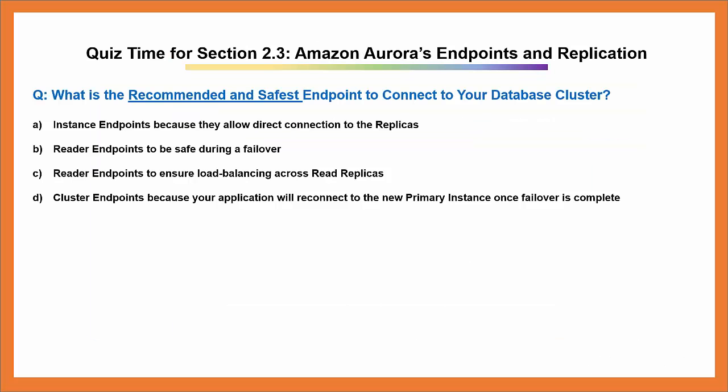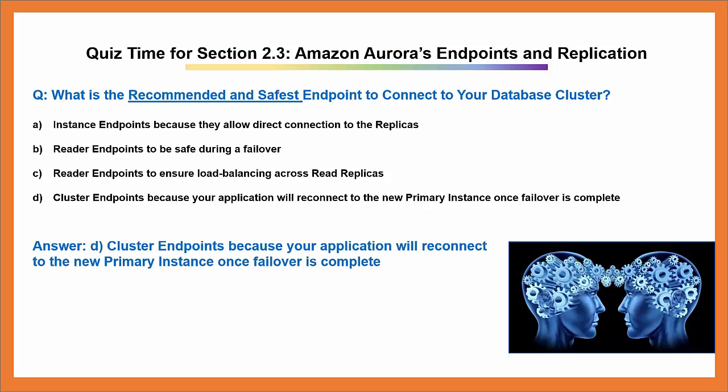Quiz time for section 2.3, Amazon Aurora's Endpoints and Replication. Question: what is the recommended and safest endpoint to connect to your database cluster? A. Instance endpoints, because they allow direct connection to the replicas. B. Reader endpoints, to be safe during a failover. C. Reader endpoints, to ensure load balancing across read replicas. D. Cluster endpoints, because your application will reconnect to the new primary instance once failover is complete.